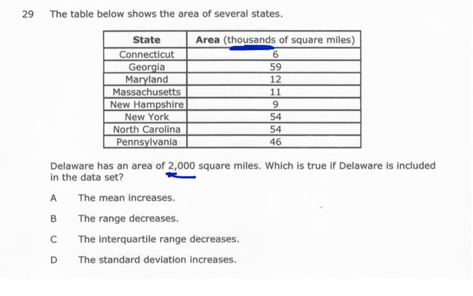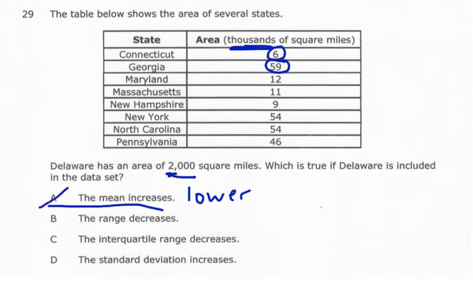Look at your smallest number. It's 6. Biggest number, 59. So how would that 2 compare? That's right, it'd be way smaller. So what would happen to the mean or the average if it was way smaller? That's right, it would lower it. So it's not increases, so A can't be right.